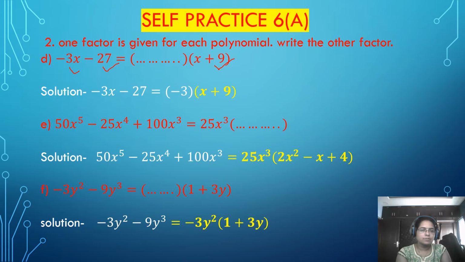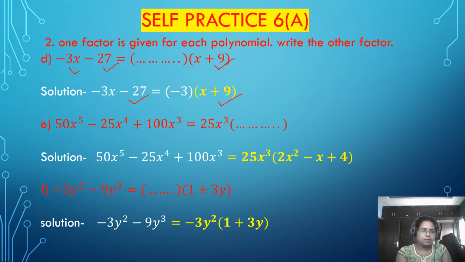So minus 3 multiplied with x is minus 3x. So minus 3 is the common factor. Minus 3 multiplied with x plus 9. So minus 3 and x plus 9 are both factors of this expression minus 3x minus 27. So minus 3x minus 27 is the product of minus 3 and x plus 9.